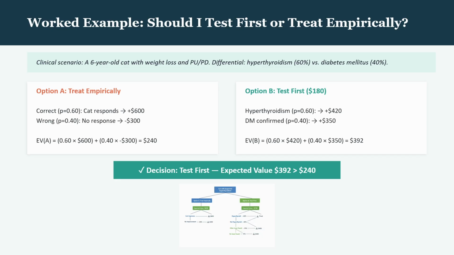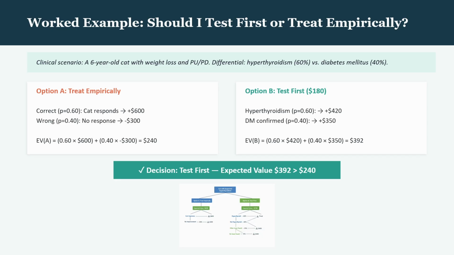If the test confirms diabetes mellitus, probability 40%, you treat appropriately for diabetes, which the owner and cat value highly because diabetic management without an early diagnosis leads to significant suffering and crisis presentations. Net benefit: $530 value of appropriate diabetes mellitus treatment minus 180 for the test equals $350. Expected value: 0.6 times 420 plus 0.4 times 350 equals 252 plus 140 equals 392. Test first wins, expected value 392 versus 240.